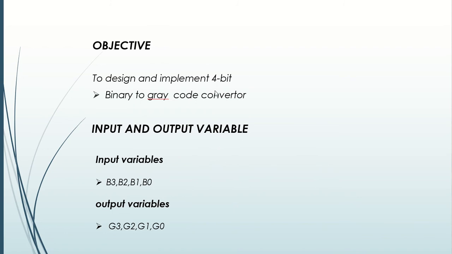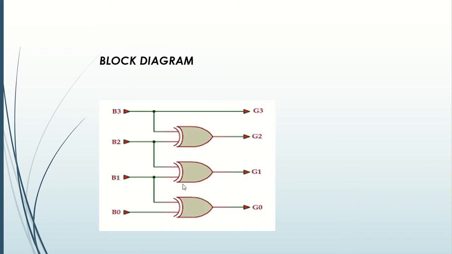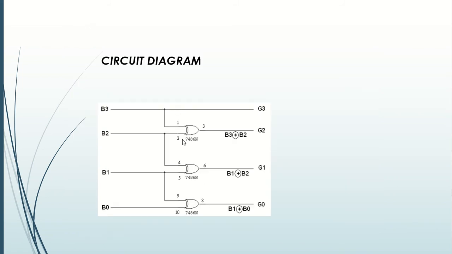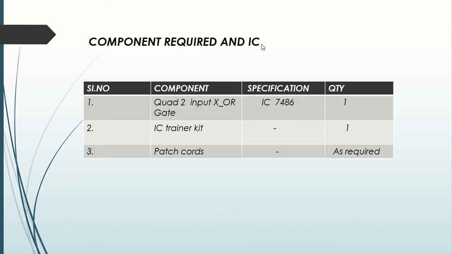Objective: to design and implement a 4-bit binary to gray code converter. Input variables are B3, B2, B1, B0. Output variables are G3, G2, G1, G0. The block diagram is shown here. The Boolean expressions of G0, G1, G2, G3 are derived using K-map. Circuit diagram: using the circuit diagram, we can see the demo later. The components required are 2-input XOR gate ICs, an IC trainer kit, and patch cords, all in a quantity of 1. Now let's see the demo.